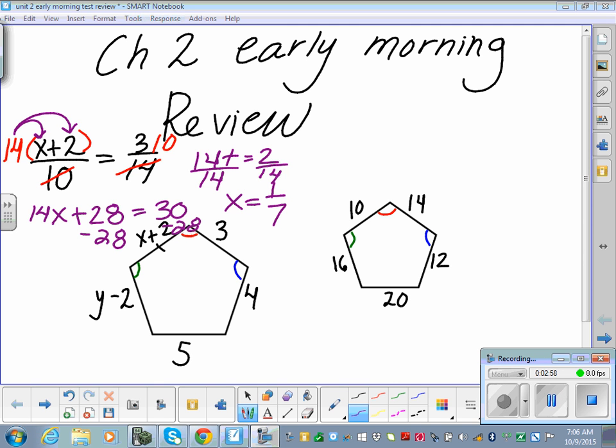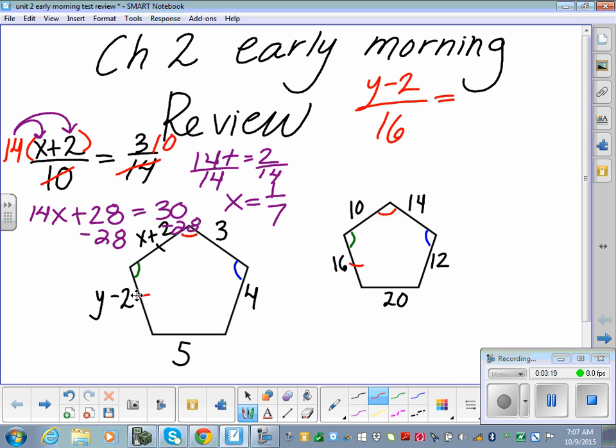Okay, so we've solved for x, now solve for y. We'll set up a ratio of corresponding sides. I see that we have y minus 2, so we'll set up y minus 2 over what's the corresponding side on the other one? You know it's 16, very good, because it's between green and blank. So y minus 2 over 16 is equal to, use a side over here and a side over there. Let's just use 3 and 14 again. So it's equal to 3 over 14.